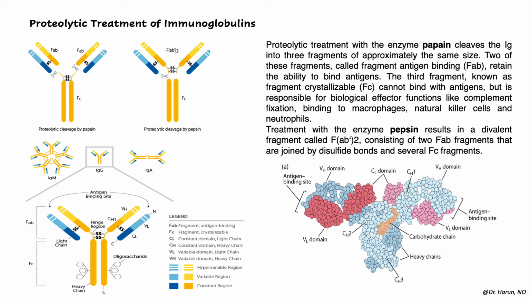Manakala treatment with enzyme pepsin, okay, ada dua kat sini. Proteolytic treatment adalah di run by enzyme papain, manakala untuk treatment with enzyme pepsin pula results in a divalent fragment called FAB2, which consisting of two fragments that are joined by disulfide bonds dan juga several FC fragments. So this is how it looks like kita punya immunoglobulin, yang mana yang sebelum ini kita nampak mereka hanya mempunyai sort of like on the punya surface adalah paratop or the binding sites for the antigen, tetapi this is roughly the structure bila ditengok secara molekular.